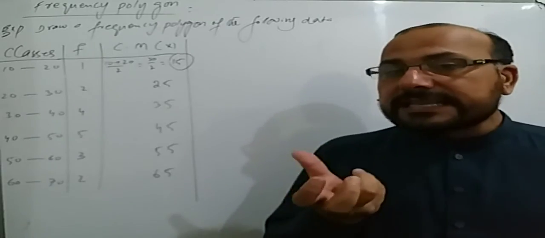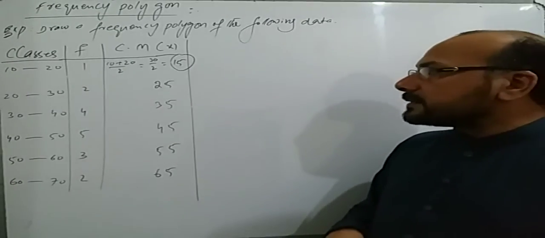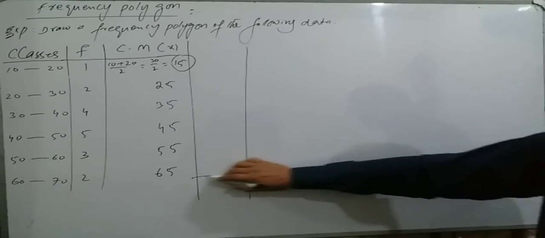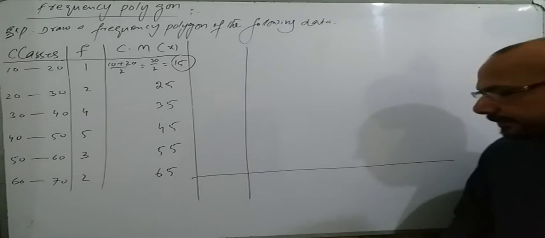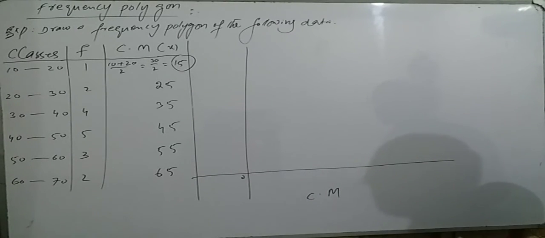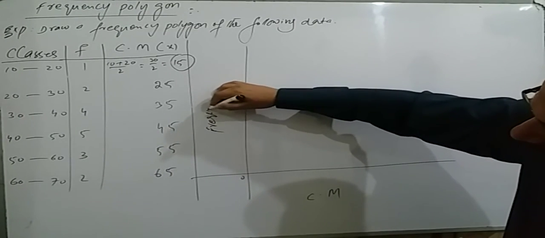So you add the lower class boundary to the upper class boundary and divide by 2. Basically, the class mark is the average of each class. Average means the mid value of each class. So in this way you can easily calculate the class marks. After finding the class marks, draw the xy plane like this, the Cartesian coordinate plane. On the x-axis you need to draw the class marks, C.M. means class marks, and on the y-axis you have to draw the frequency.